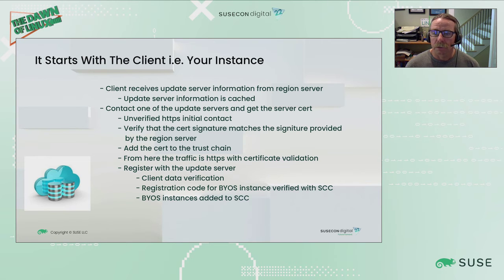So the client then, after this initial step, sends the client information to the update server where it is verified. For BYOS instances, we send the client information plus the registration code as provided on the command line. BYOS instances also get added to SCC, while on-demand instances do not show up in SCC. BYOS instances then count against your subscription, while on-demand instances do not count against your subscription since they are pay-as-you-go, and your subscription is handled through the billing of the cloud service provider.